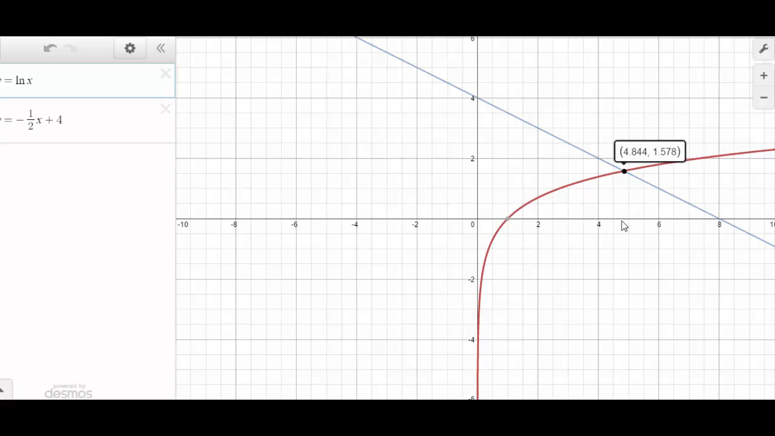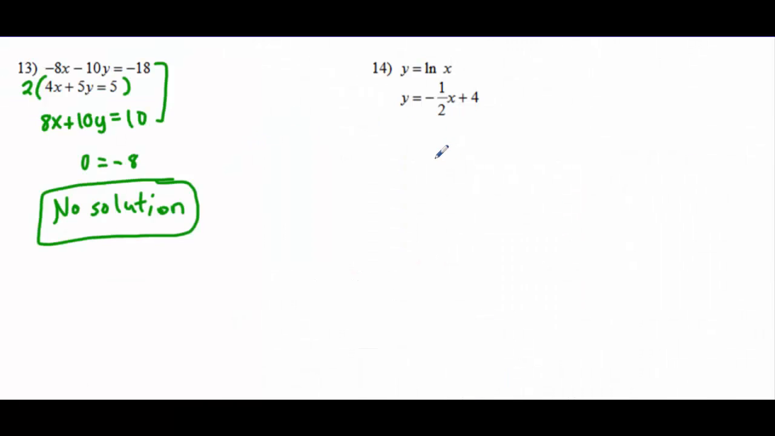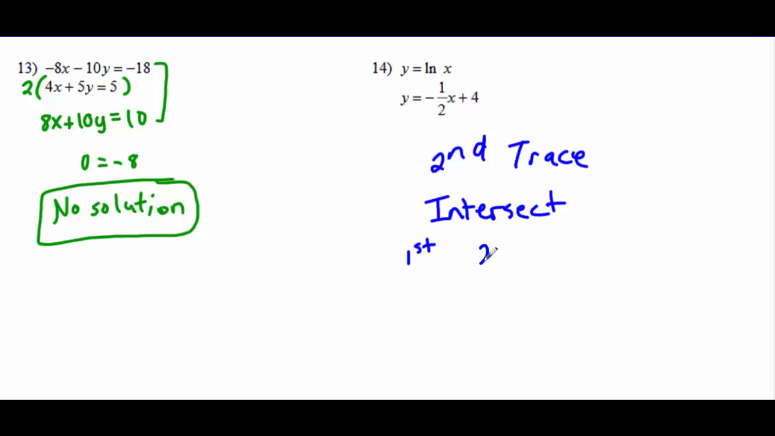But for the TI, what you're going to have to do is you'll have to go to second trace, and I think it's the 5th option is intersect or intersection. And what it does is it's going to calculate this for you. And just like when you're doing maxes and mins, it asks you 3 questions. It asks you for the first curve, the second curve, and to guess.